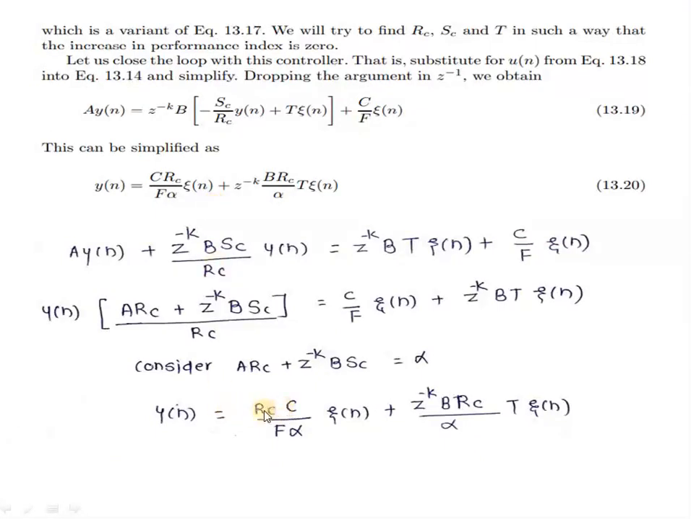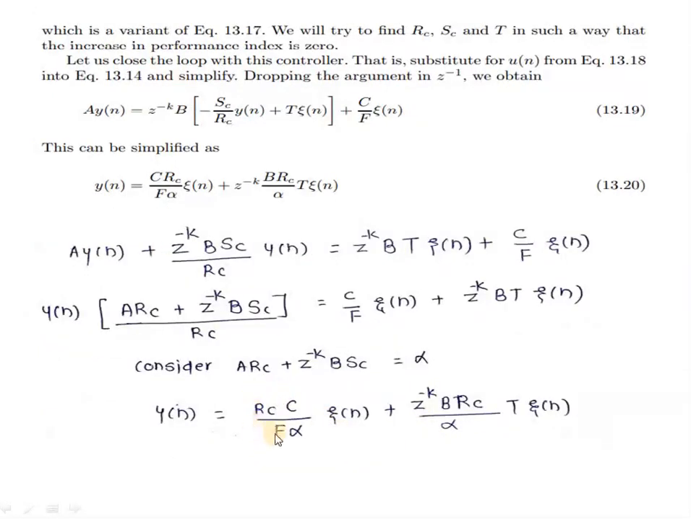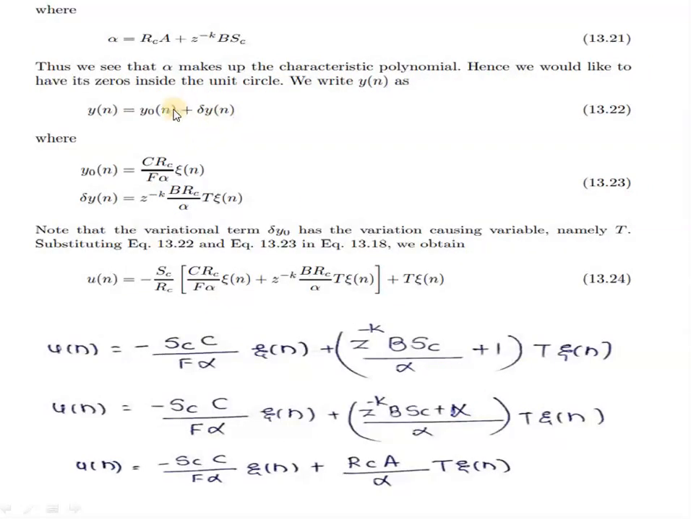This is what is meant by delta of y, and y by y0 of n, and this is delta y naught of n, delta of y of n. We can just use the names to represent this term. Now here delta y of n is the variational term because the variation in delta of y of n is due to the variable tau, which is as tau changes, this delta y of n changes.